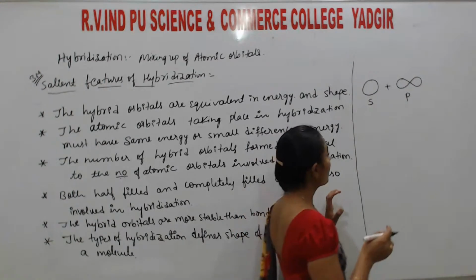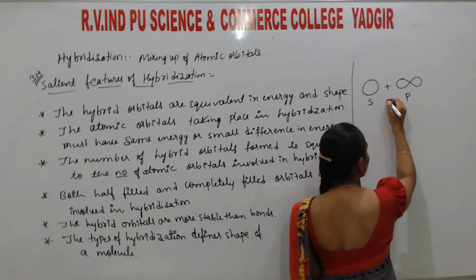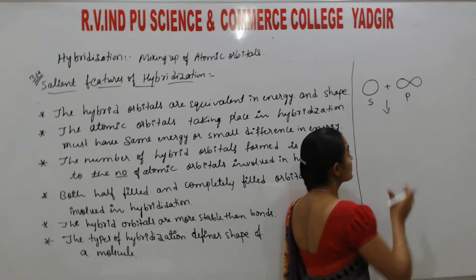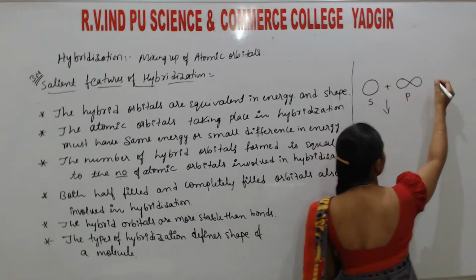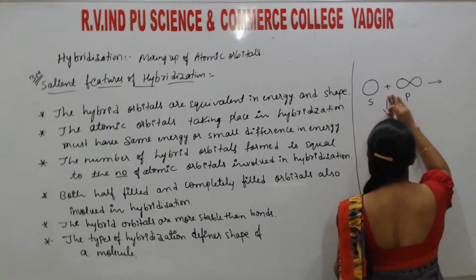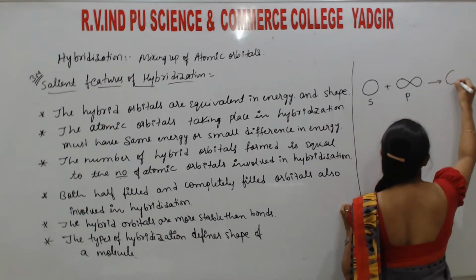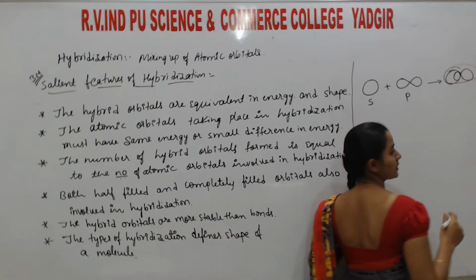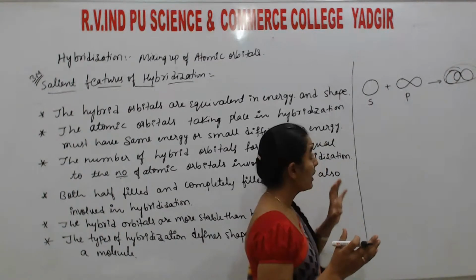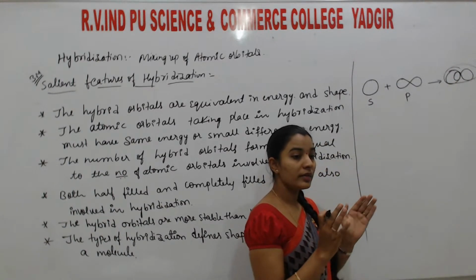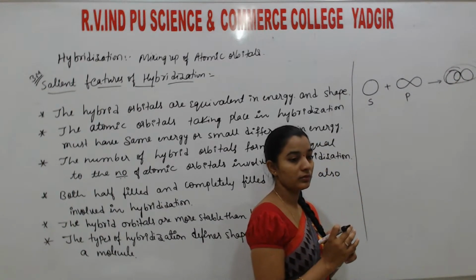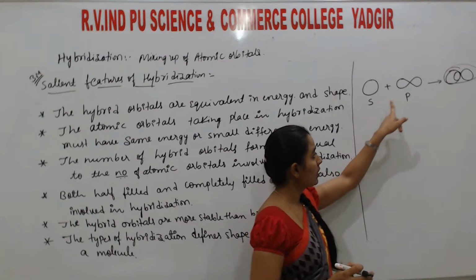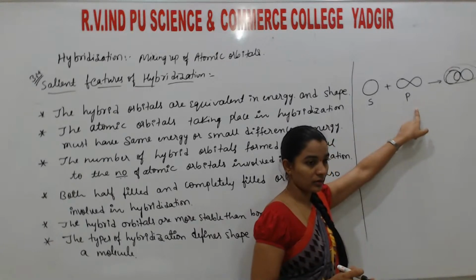Okay, so students, when these two are mixed together, the hybrid orbital is formed. I will write here initially how the mixing takes place. Like this, the mixing takes place. It means instead of overlapping, they get mixed up. Then they get partially S character as well as partially P character.